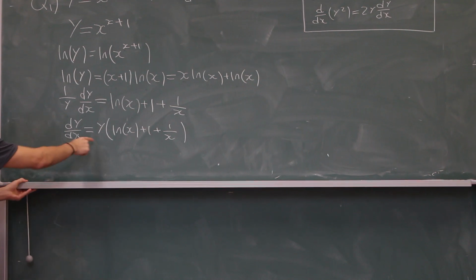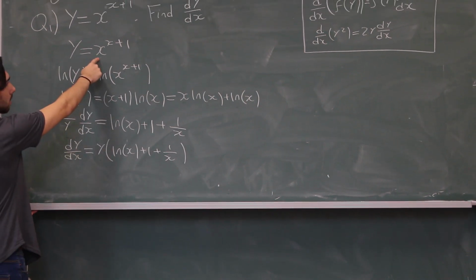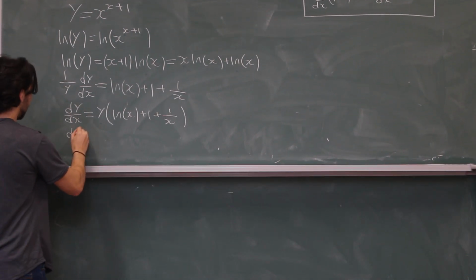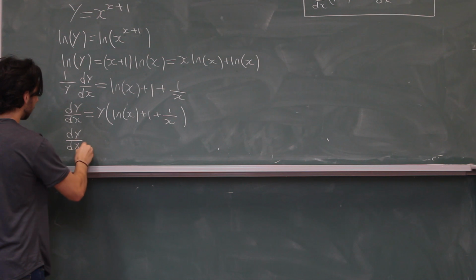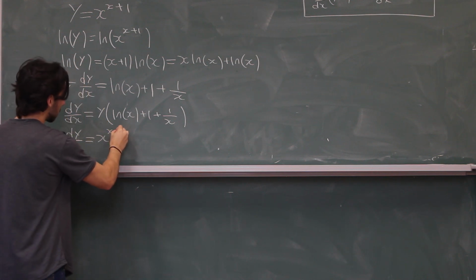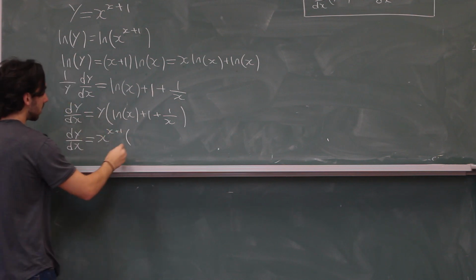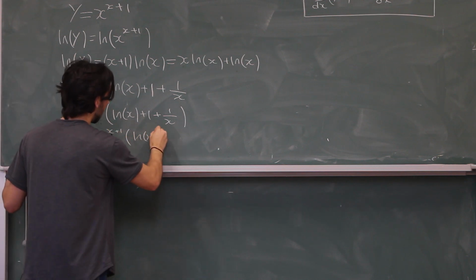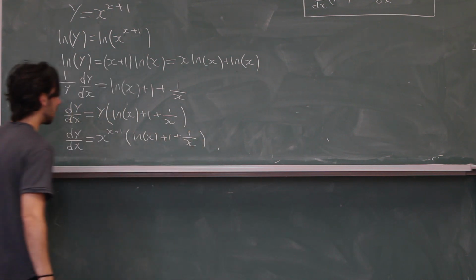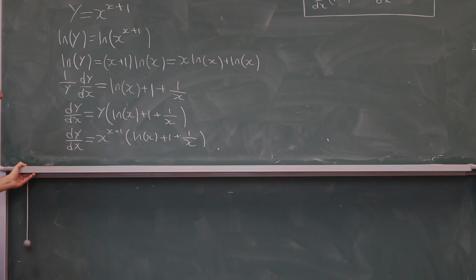And finally, we know what y is. y is x to the power of x plus 1. So we're going to replace y with x to the power of x plus 1. So we have x to the power of x plus 1, that's just y, times ln x plus 1 over x. And that is fine to leave as the final answer.